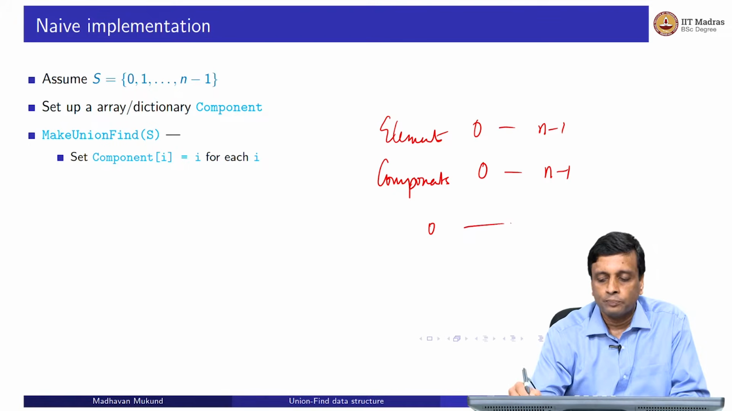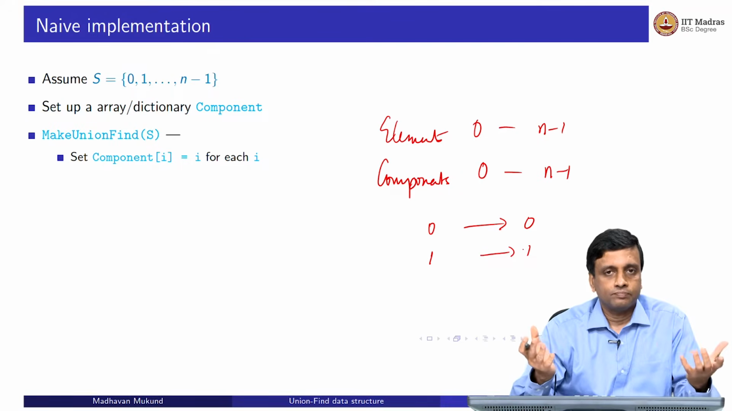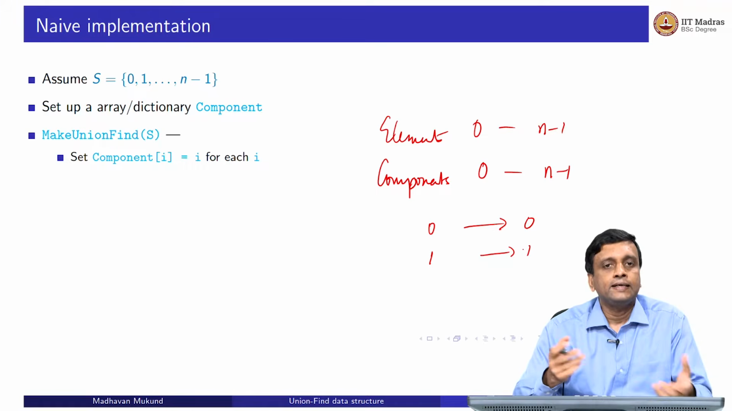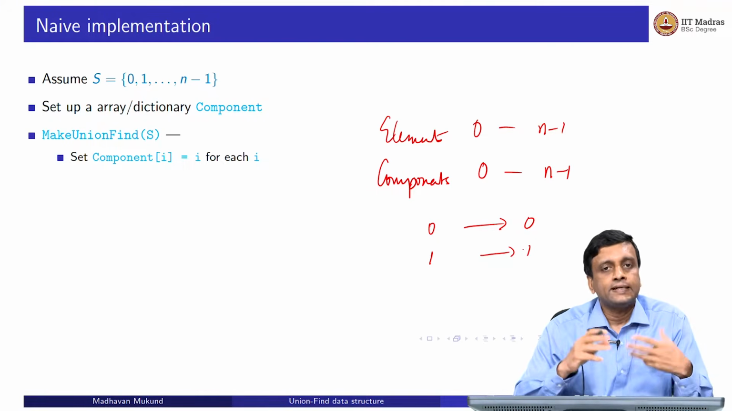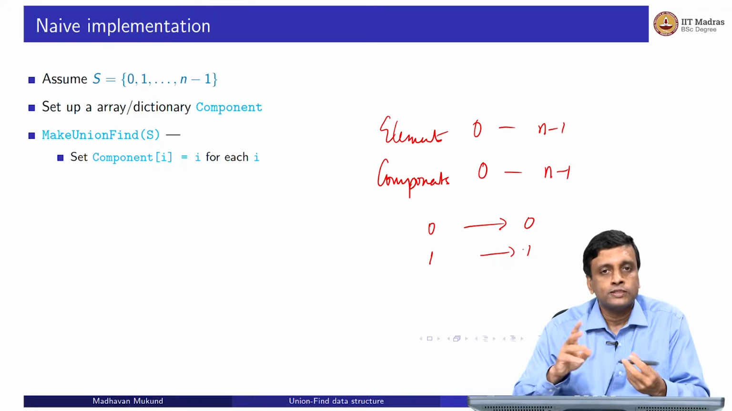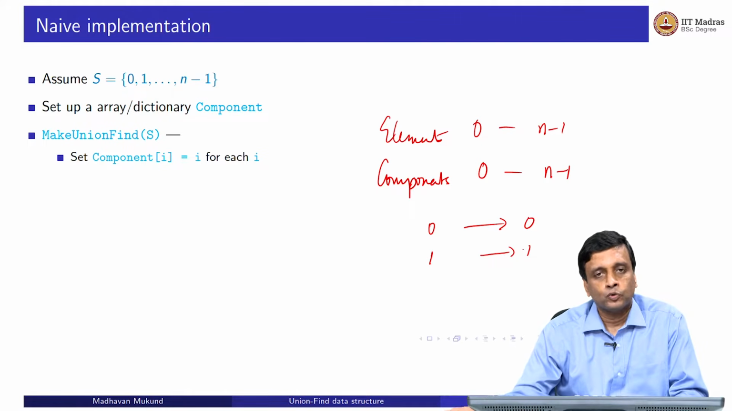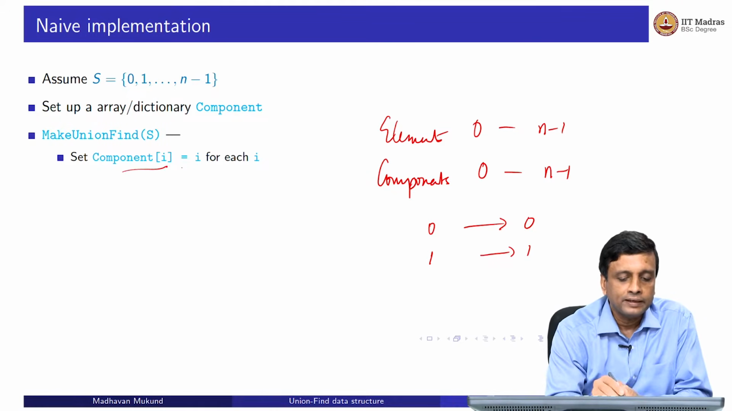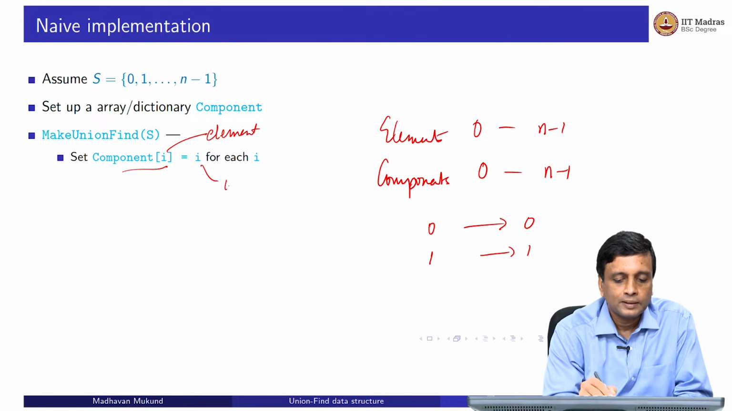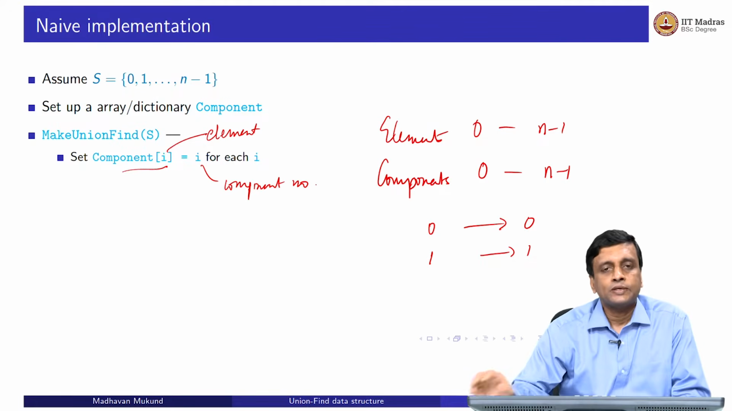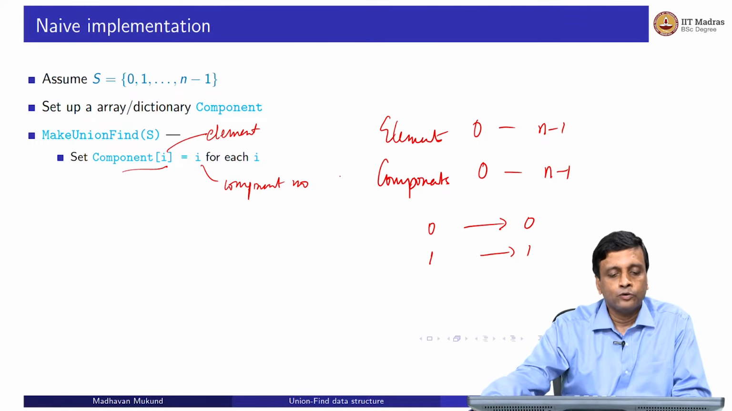So 0 goes to component 0, 1 goes to component 1 and so on, because I need a name for the set. The component containing 7, the component containing 6. I need a name for that set, and those names are going to be just the same 0 to n minus 1. So component of the element i will be the component i. That's what this is saying. Component of the element i. So this is the element, and this is the component number. So this is how we set up our structure with make union find.